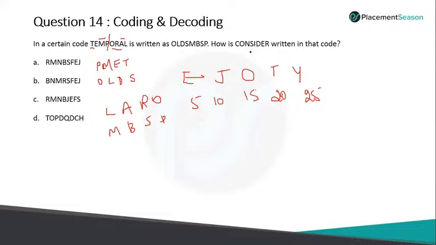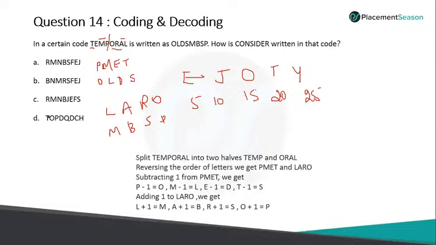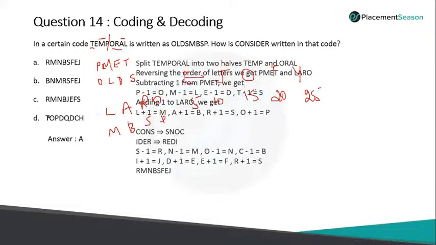So S minus 1, it is T, and we have only one option with that, so directly we can mark the answer. Sorry, it is minus 1, it is R. I just did the plus 1, but you have to do the minus 1, which is R, and N minus 1 is M, O minus 1 is N, C minus 1 is B. Yes, again the reverse of this. So initially I said S minus 1 is T, which is my mistake. S minus 1 is R.